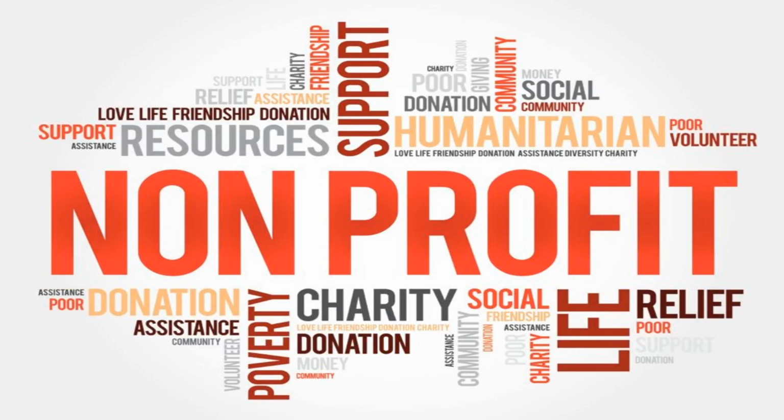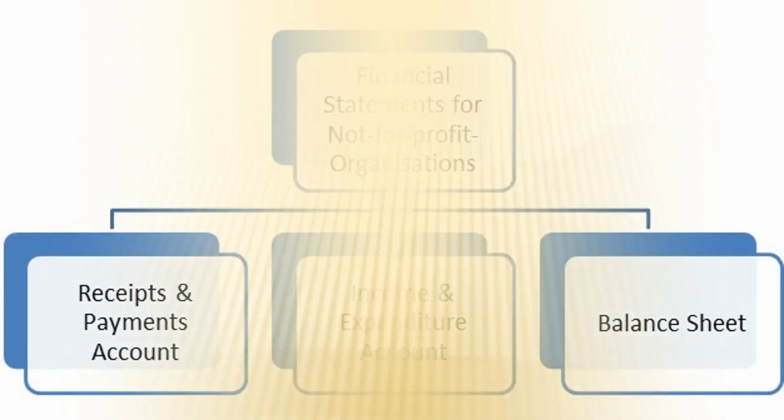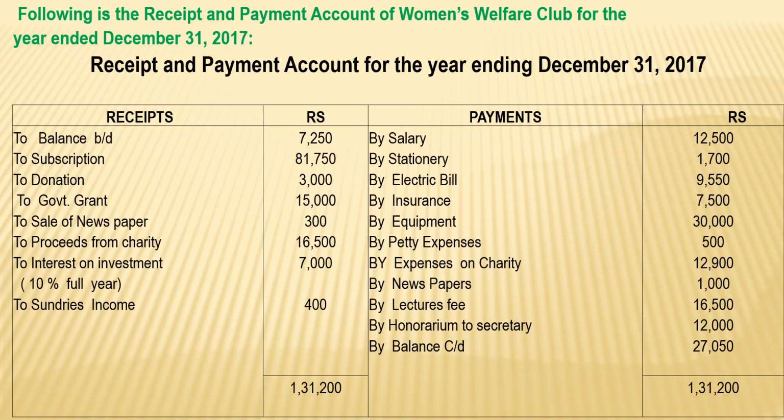In this session, we are going to learn how to make opening and closing balance sheet from receipts and payment account as well as additional information. In the first session we learned how to make income and expenditure account with the help of receipts and payment account as well as additional information. Now in this session, we are going to learn how to make opening and closing balance sheet considering the same information. This is our information.